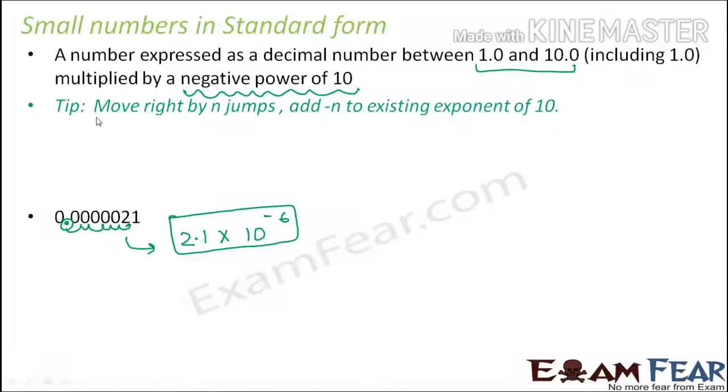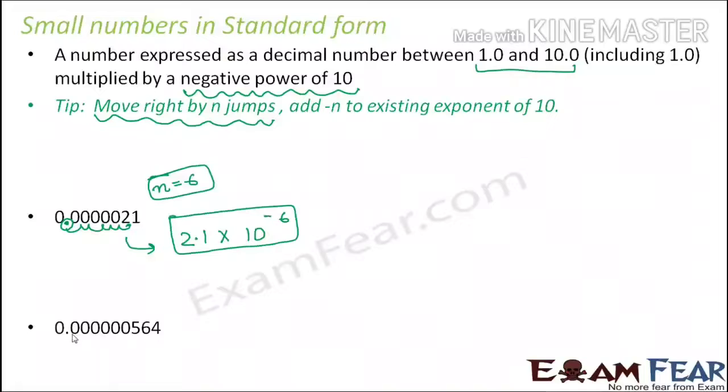So this is the standard form for the small number. The simple tip is that you move right by n jumps. The value of n in this case was 6. And then the exponent of 10 would be minus n, that is minus 6. So you just need to count the number of jumps. Let's take one more example.